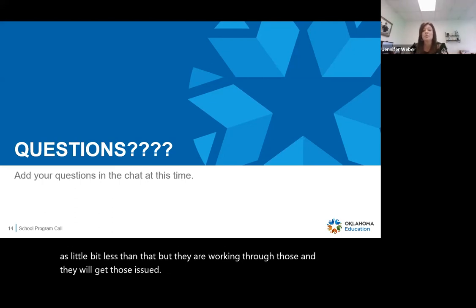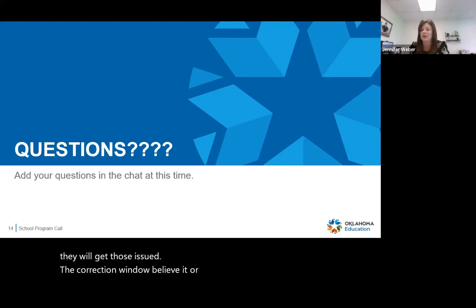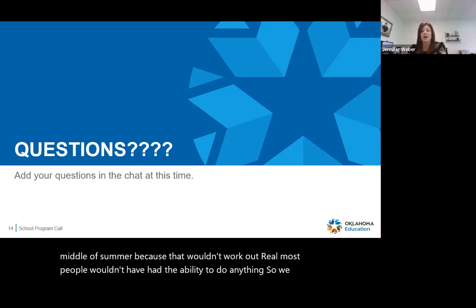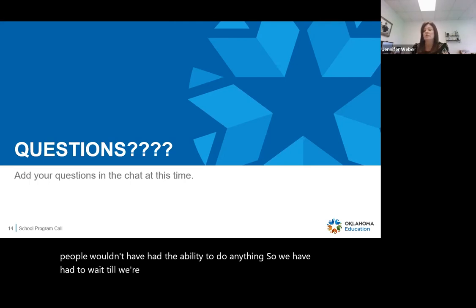The correction window, believe it or not, for 2021, and yes, that is a while back, and I understand that, will be opening up soon for districts, because there's going to be a training, and you'll be able to make those corrections in the accountability report. It is not open yet, but it won't be much longer. We couldn't open it in the middle of summer because that wouldn't have worked out real well. Most people wouldn't have had the ability to do anything. So we're going to wait a little bit until more schools have started, and then we'll have that window available.